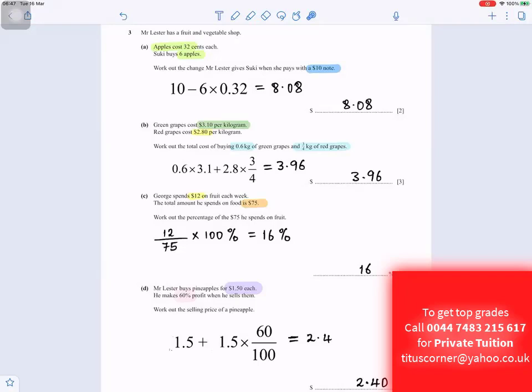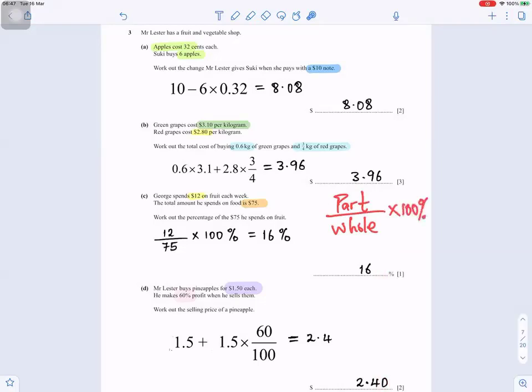Part C, George spends $12 on food each week. The total amount he spends is $75. Work out the percentage of the $75 he spends on food. So to work out the percentage, you'd get part divided by whole times 100%. And the part is 12, the whole is 75. So 12 divided by 75 times 100%, it gives you 16%.